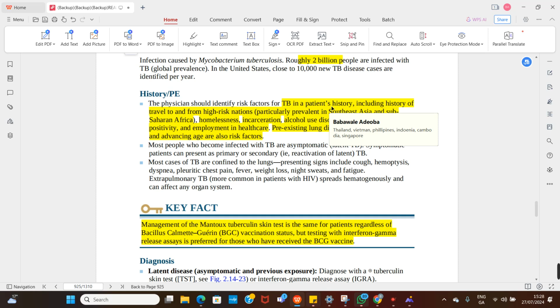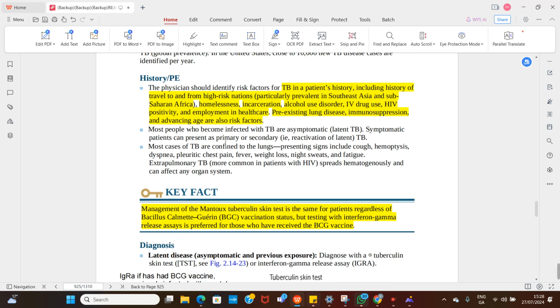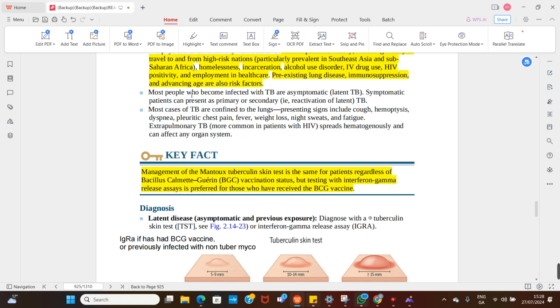Now, people that are homeless, people that are in incarceration, people in prison, alcohol use, IV drugs, HIV, people that work in healthcare settings like us, people with pre-existing lung disease, people with immunosuppression and advanced age, all of them are risk factors for tuberculosis. Most people are infected with TB. Almost everybody has TB, but we are asymptomatic, and that is what we call latent tuberculosis.